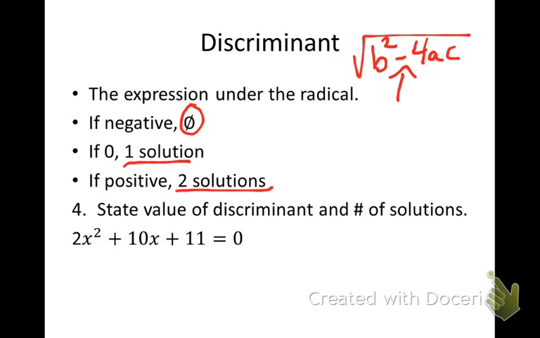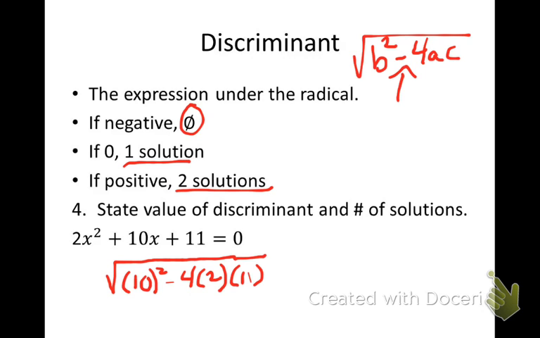I'm still going to write it underneath the square root, even though we're not going to take the square root. So remember, it's b squared, which in this case is 10 squared, minus 4 times 2 times 11. So 10 squared is 100, minus, if I do all this, I'm going to get 88, which is 12.